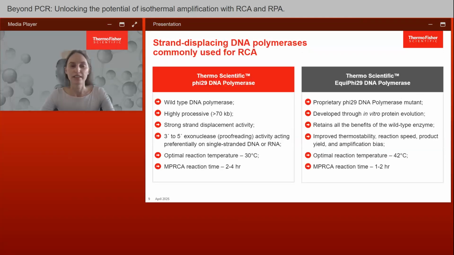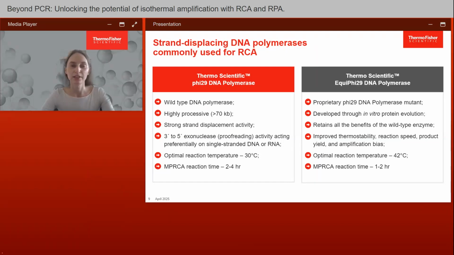Both of these methods use strand displacing DNA polymerases, such as Phi29 and EquiPhi29. Phi29 is a highly processive wild-type DNA polymerase with strong strand displacement and exonuclease proofreading activity. The optimal conditions for an MP-RCA reaction using Phi29 DNA polymerase are 2 to 4 hours at 30 degrees.